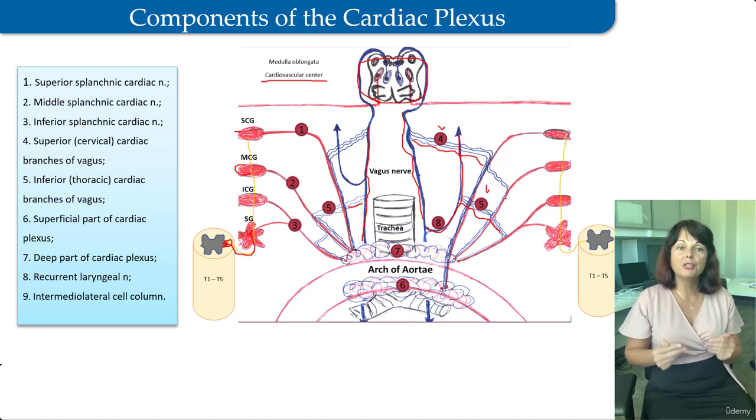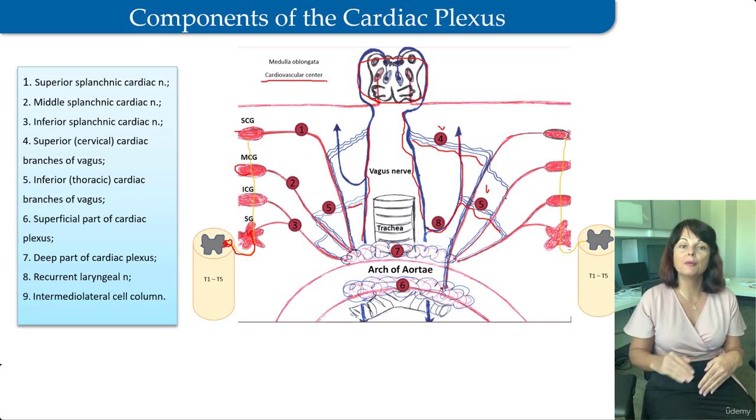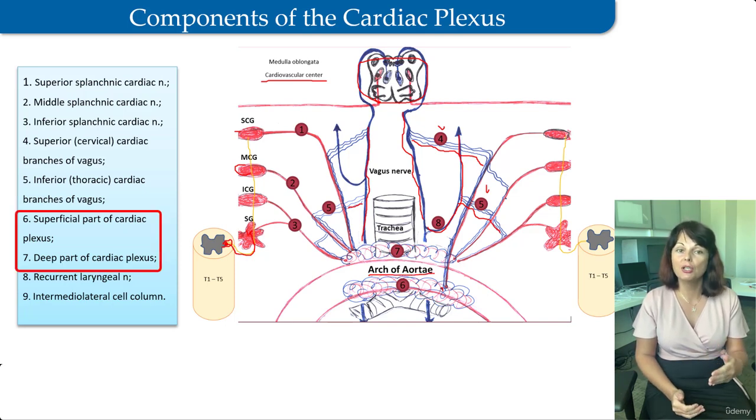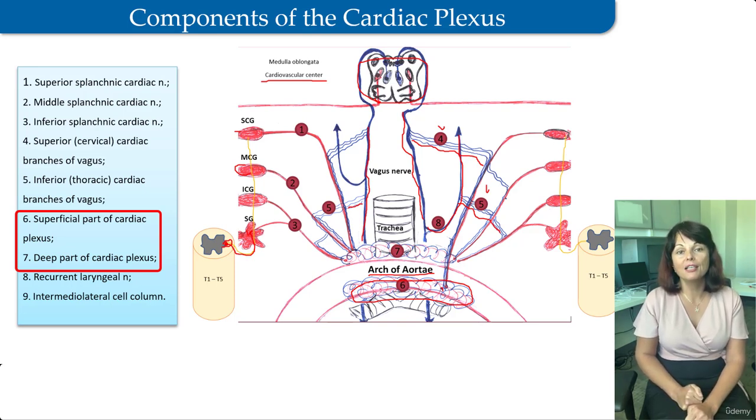So, all these nerve fibers descend towards the arch of the aorta and the bifurcation of the trachea. Here they make the cardiac plexus. The cardiac plexus is anatomically subdivided into a superficial and deep part. The superficial part lies under the arch of the aorta, just in front of the right pulmonary artery, and the deep part lies between the aortic arch and trachea, behind the aorta.